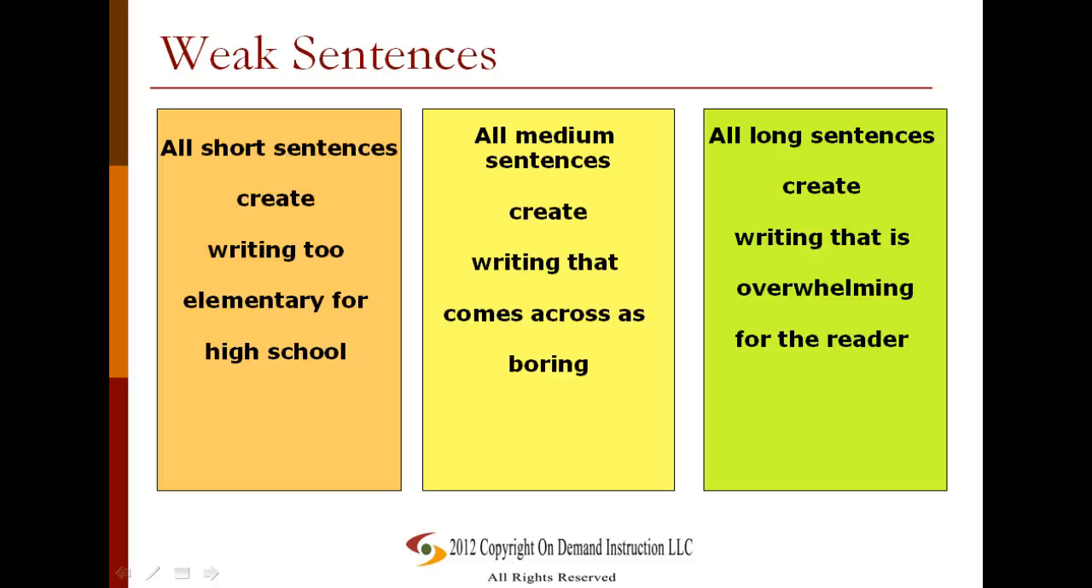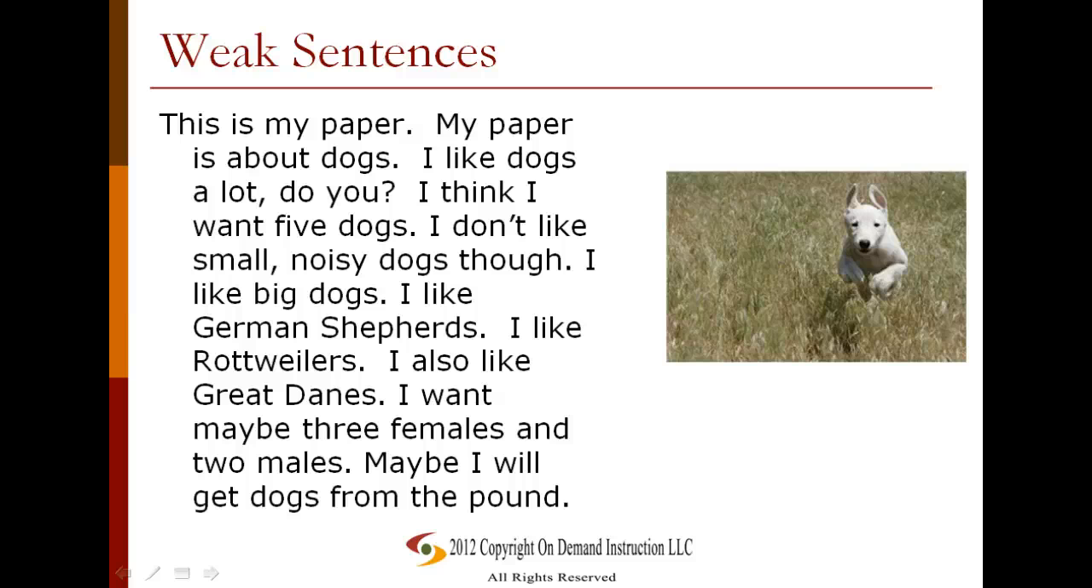In terms of weak sentences, this is what we don't want to do. We don't want to use all short sentences. That comes across as being very elementary. We also don't want to use all medium sentences. That comes across as being very dull, very boring, very repetitive. And we don't want to use all long sentences. That can be very overwhelming for the reader. So the solution is mix it up. Don't use just one type. Okay? Here's an example of weak sentences.